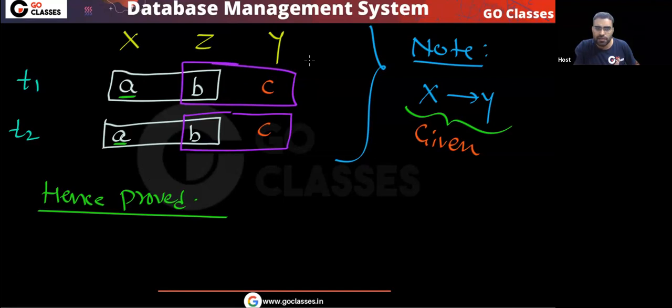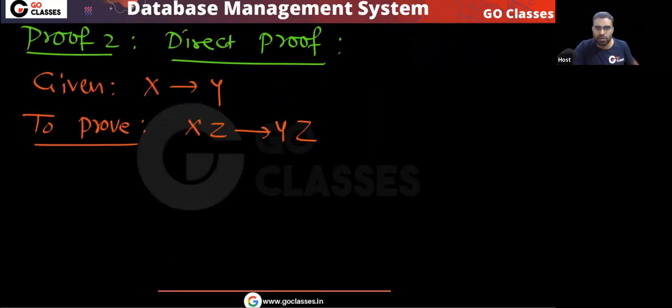Can you notice in both the proofs, we are using the definition of functional dependency. We are not doing anything fancy. We are just simply using the definition of functional dependency, nothing else. Is this clear? So very simple. This is your direct proof. We have seen the direct proof.